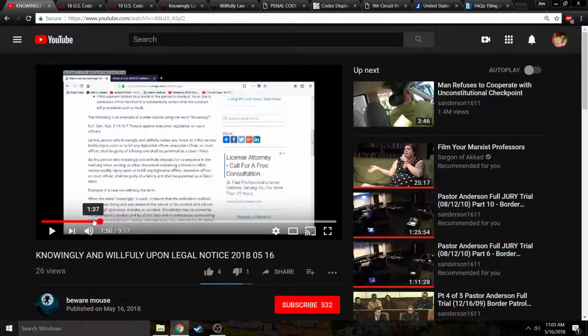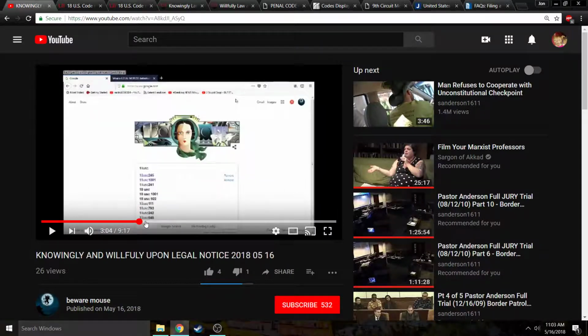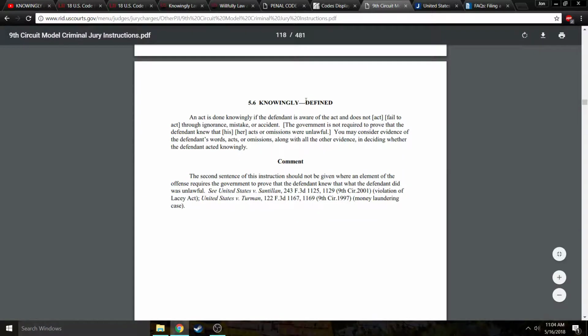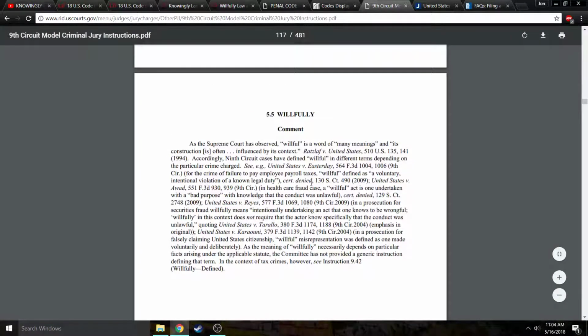The next step I believe we go to is 18 U.S.C. 242. Yeah, 18 U.S.C. 242. So he sees willfully in this, and in order to define willfully, you have to determine what federal jurisdiction you're in. So I'm in Ninth Circuit, so I would use this definition of willfully. He should use whatever circuit. If he's in the Fifth Circuit, if he's in Texas, he'd use the Fifth Circuit model criminal jury instructions.